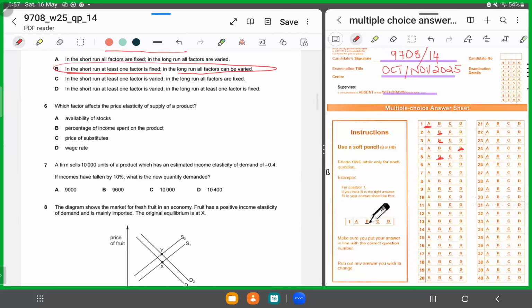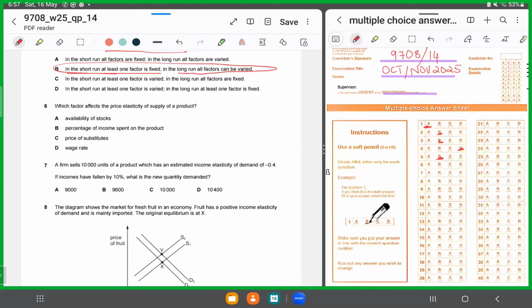Moving forward, MCQ number 6. Which factor affects the price elasticity of supply of a product? Now, price elasticity of supply means what? Percentage change in quantity supplied divided by percentage change in price. That means what? That means for a small change in price, there is a change in the quantity supplied of that product, right?